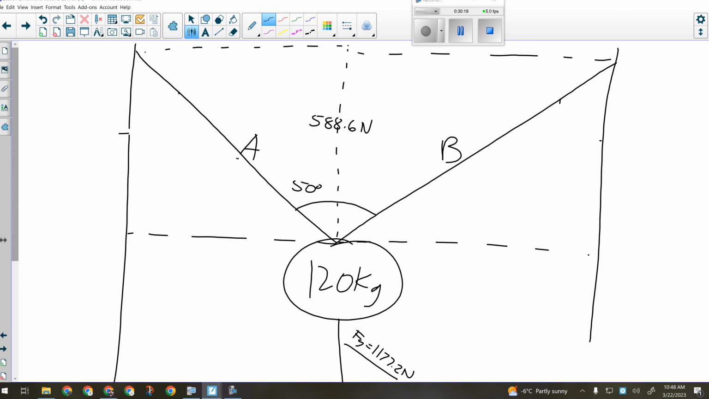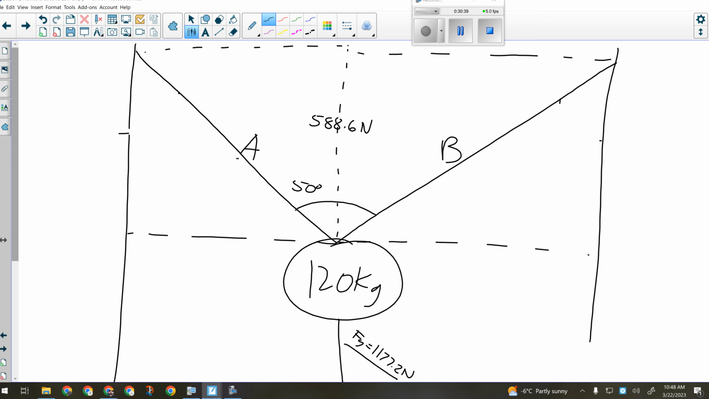The most common mistake I see is people making that side 1177.2, forgetting that that has to be split between the two cables. And what that ends up meaning is you have a net force of 1177.2 newtons upwards, and that thing is flying up in the air. Okay, that's obviously not what's happening here.